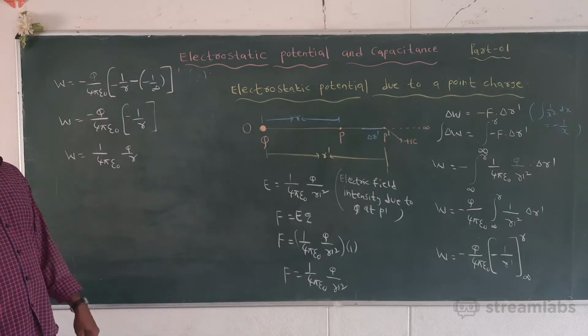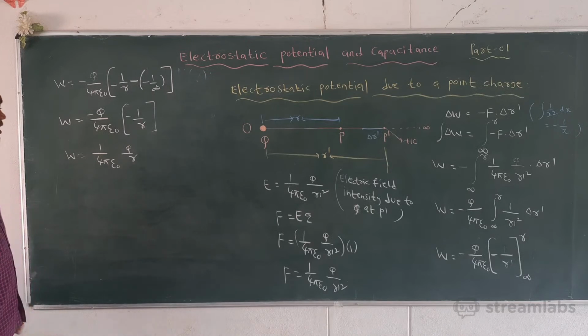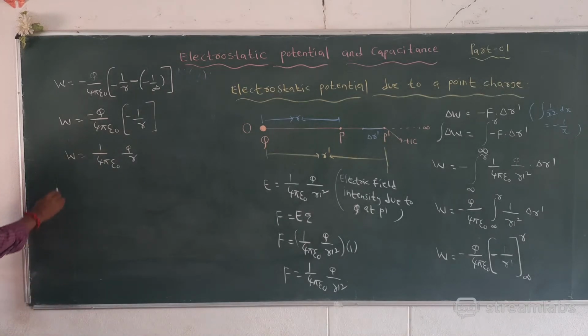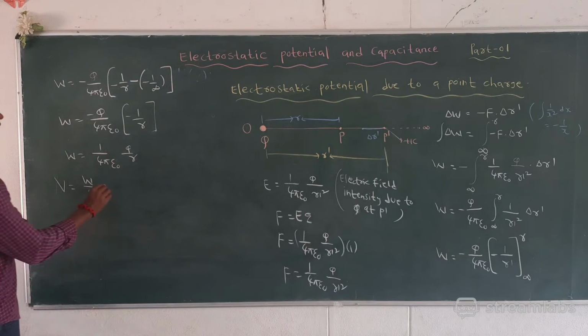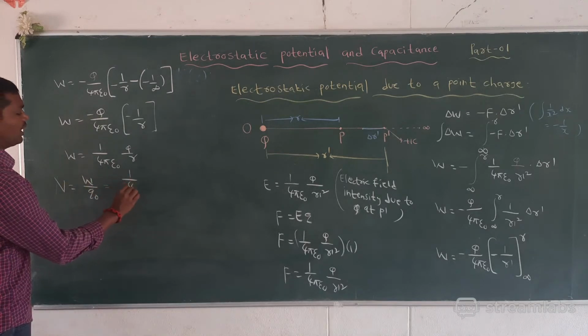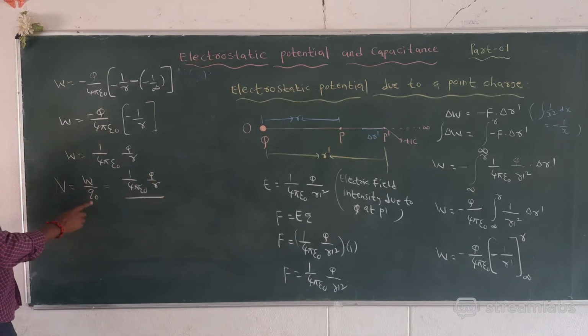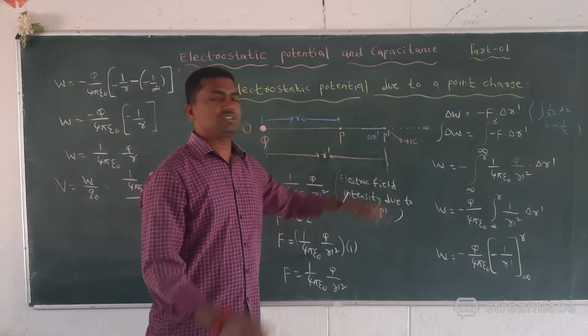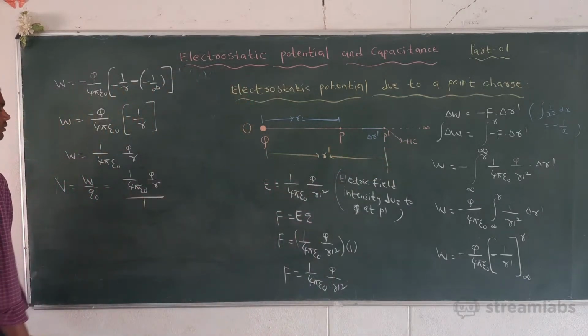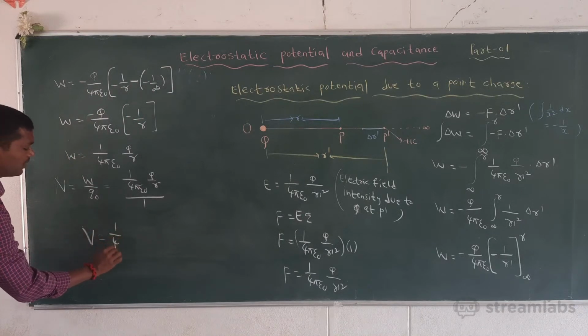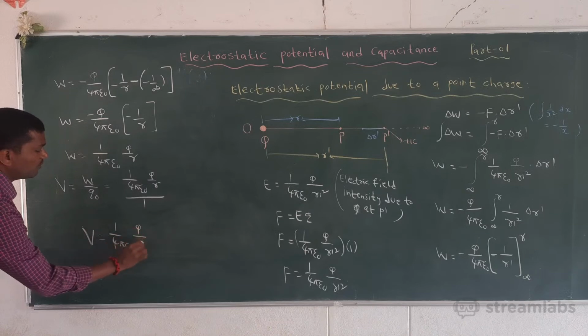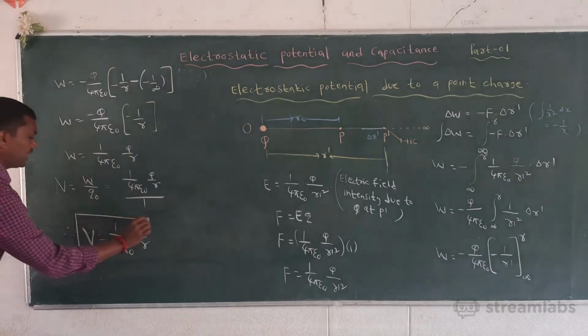Next, by the definition of electrostatic potential, the formula will be V is equal to W by Q naught, or W by Q. So we substitute this value. V is equal to, where W we take 1 by 4 pi epsilon naught Q by R, whole by Q naught. Q naught is the unit positive test charge, it will be 1, so whole by 1. So V is equal to 1 by 4 pi epsilon naught Q by R. This is the final equation.